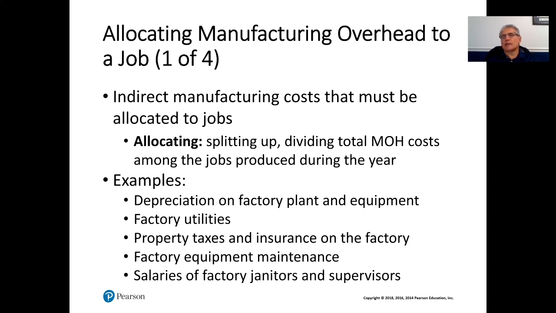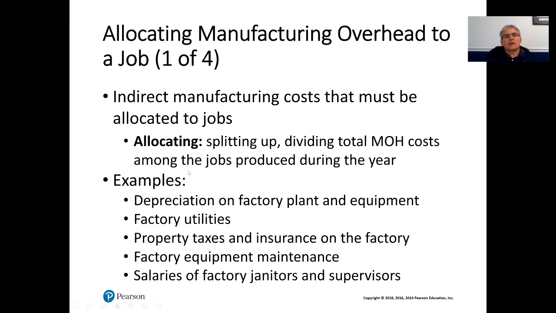So we're going to find a mechanism to take those indirect costs and allocate them to jobs. But the key word is allocation. So what we're going to be looking at doing is what is referred to as allocating, and that means we're going to be splitting up, dividing total MOH, manufacturing overhead costs, among the jobs produced during the year.